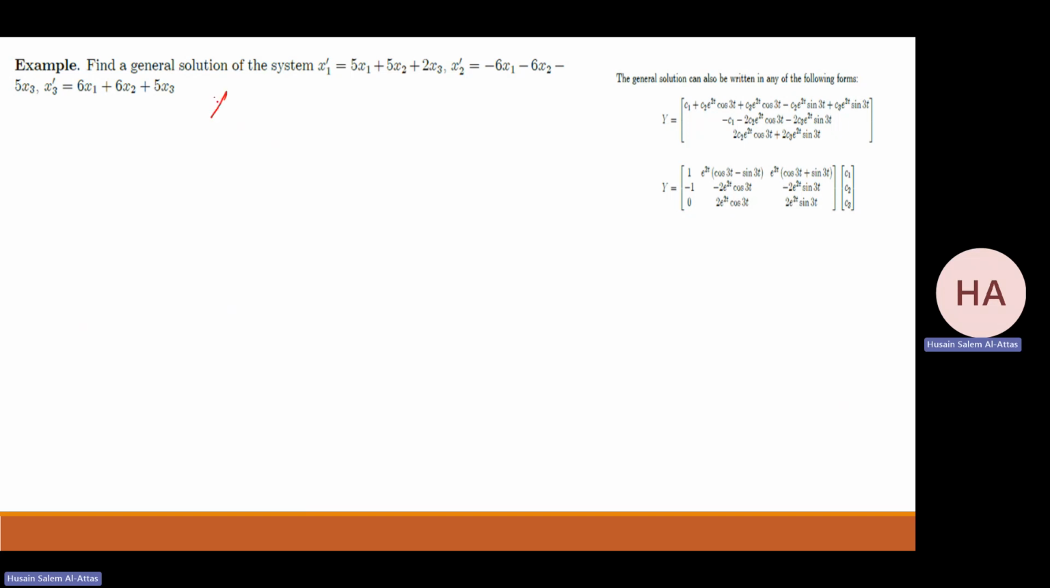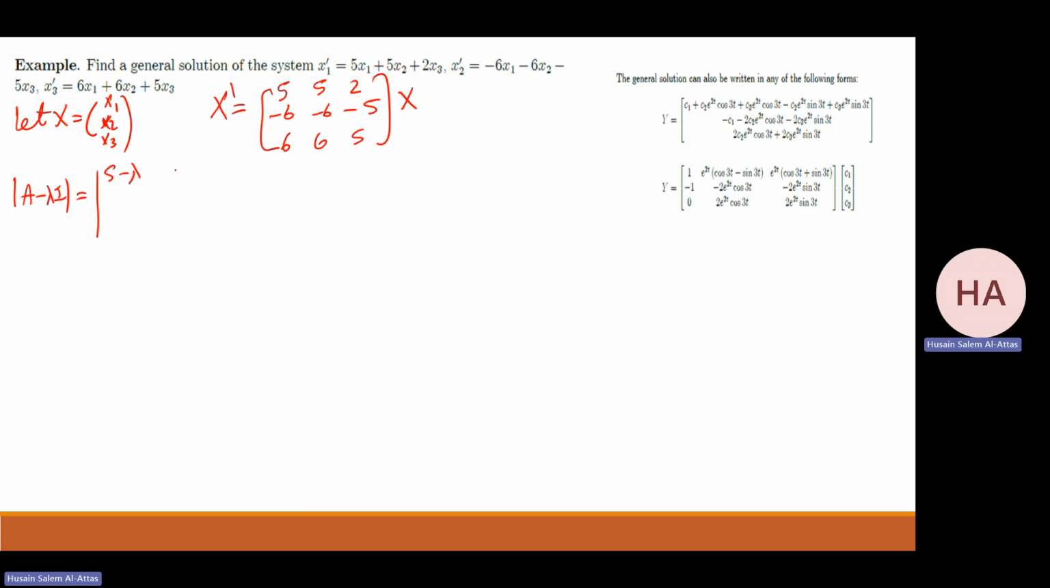First, I need to write it in the matrix form. X prime. Yeah, let capital X be X1, X2, X3. So I have X prime equals what? 5, 5, 2. Okay. Minus 6, minus 6, minus 5. 6, 6, 5 times X. So I need to find the eigenvalues. A minus lambda I. Yeah, that will take some time. 5, 2, minus 6, minus 6, minus lambda, minus 5.